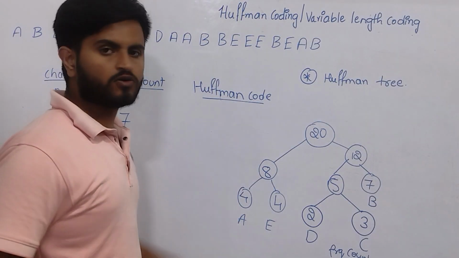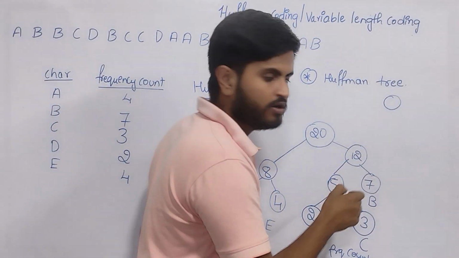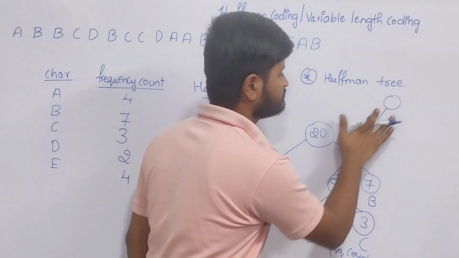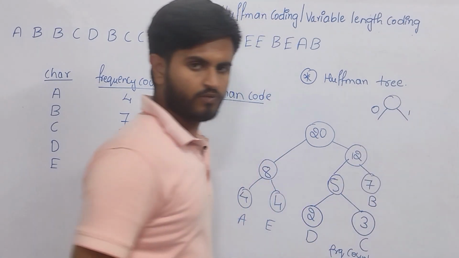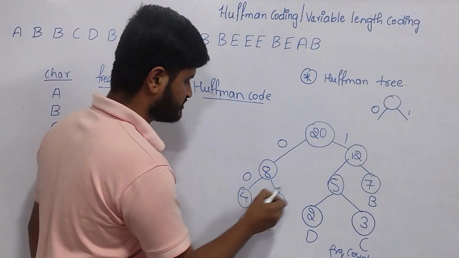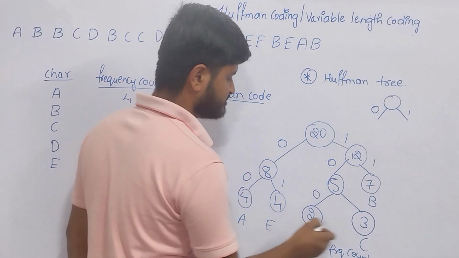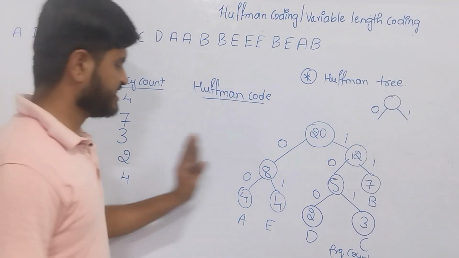Now I must write the code. How to write the code? If you consider this as a node, the left subtree will be getting 0 and the right subtree will be getting 1. So left subtree 0, right subtree 1, like this for every node. Now let's write the code for each and every one.